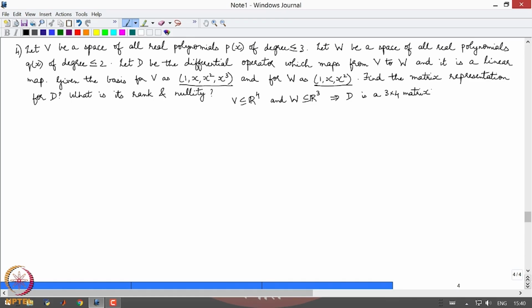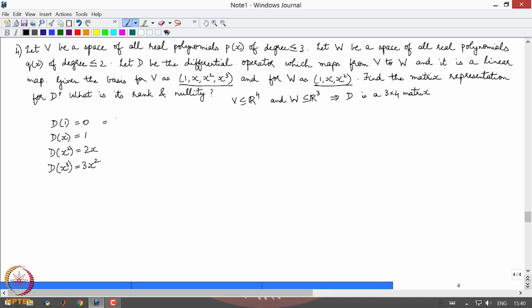So, first what we can do is apply this operator D over the given basis. D of 1 is nothing but 0, D of x, which is the differential of x, gives us 1, D of x square is 2x, and D of x cube is 3x square. Okay. So, these are nothing but the differentials of the given basis.